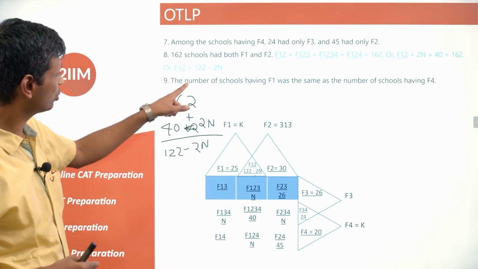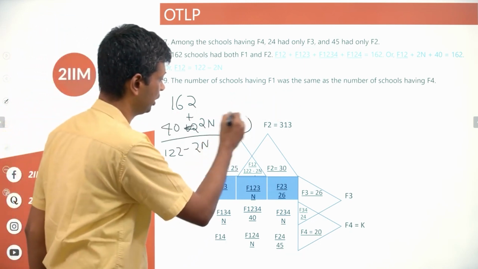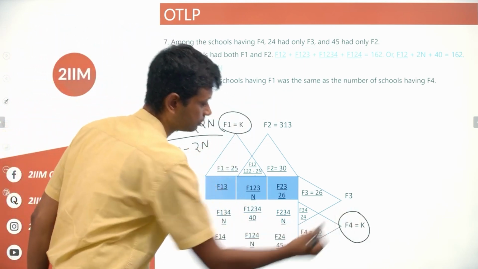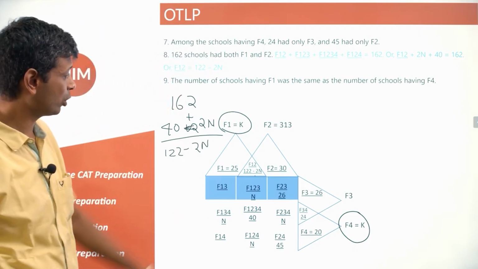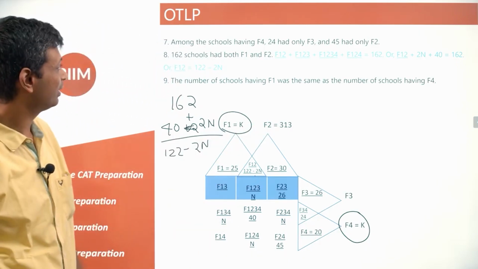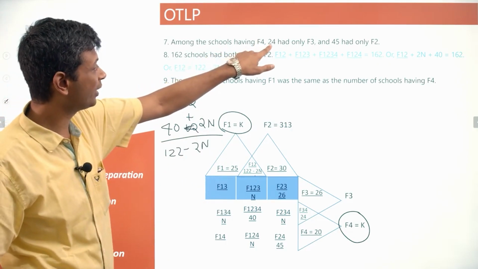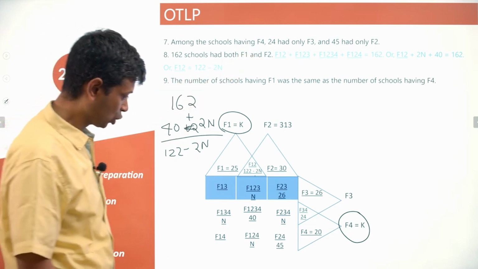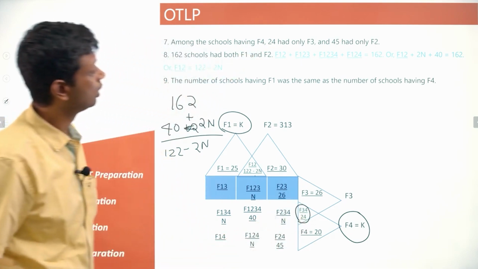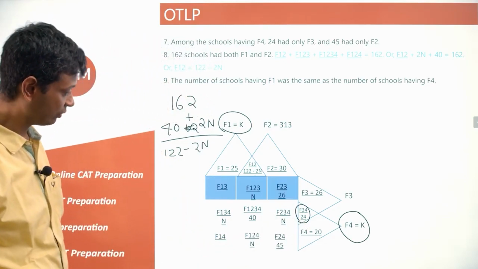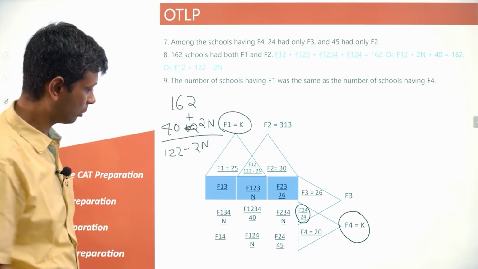Right? The number of schools having F1 was the same as the number of schools having F4. So if this is K, this is also K. My gut feel now is our most interesting starting point would be this 313. But let's fill this data point as out of people having F4, 24 had only F3. So F3, 4 is 24. That is this number. And 45 had only F2. F4, 2, 4. Yeah.